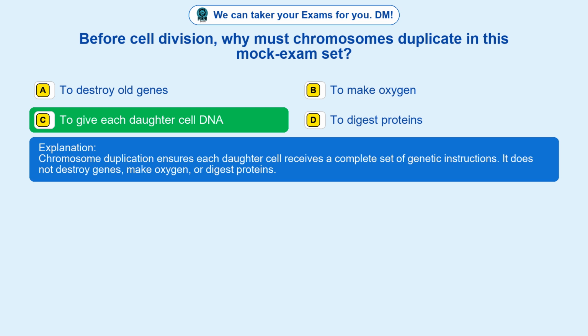Chromosome duplication ensures each daughter cell receives a complete set of genetic instructions. It does not destroy genes, make oxygen, or digest proteins.